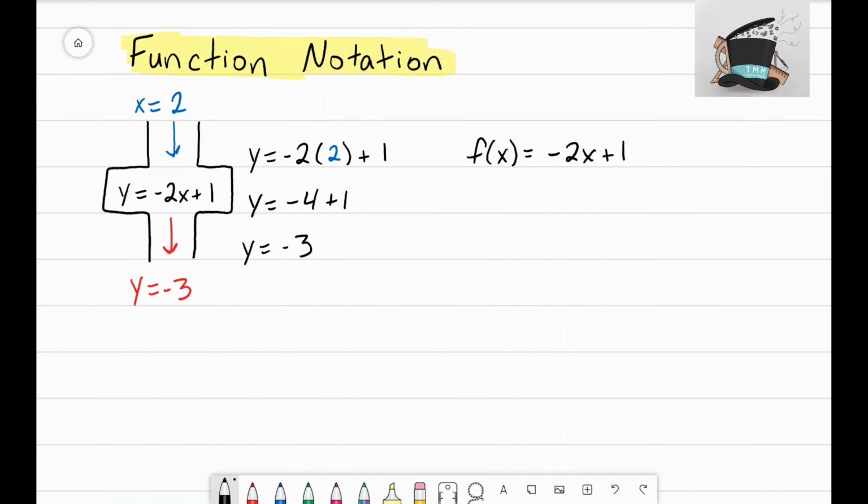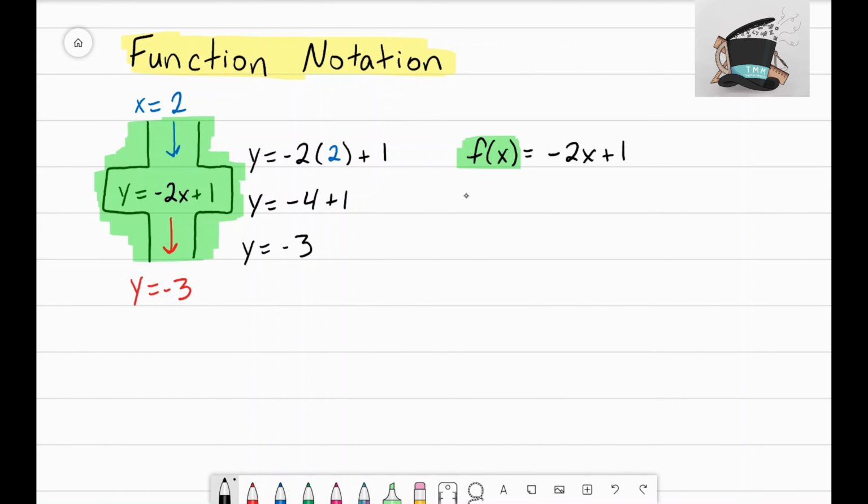All f of x is doing is representing this whole entire function machine. F of x is referring to this function machine that we see highlighted in green. So f of x and the function machine are the exact same thing, and we follow the exact same process on solving these.